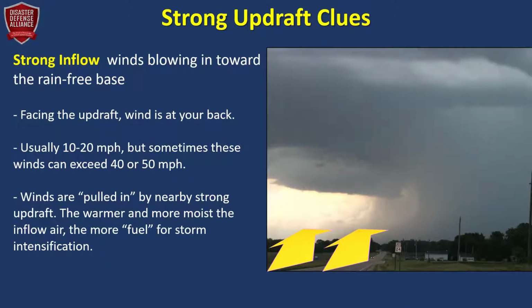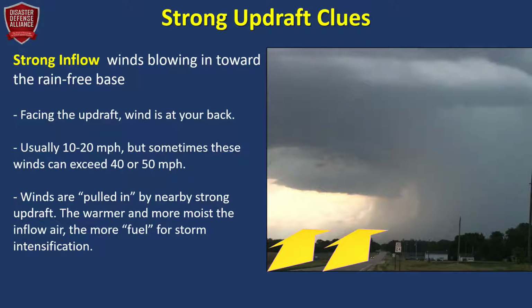An additional sign of a potentially strong low-level updraft is a stronger surface wind blowing toward the updraft. Let's say you have a day with 5 to 10 mile per hour winds. But as a storm approaches you, the wind increases to 20 to 25 miles per hour, blowing toward the storm. On rare occasions, with the strongest storms, these inflow winds can exceed 40 or 50 miles per hour. That's a sign the updraft is pulling in air from around it.